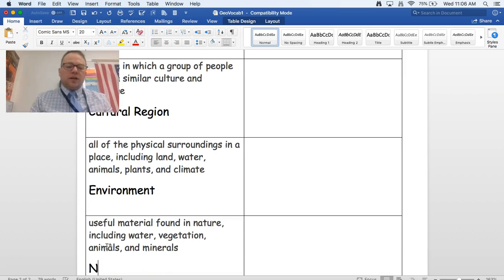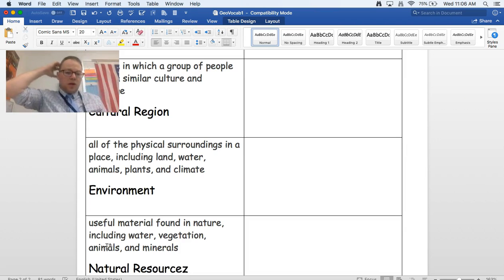All right, let's look at our next one. Next one down here is natural resources. So I'm typing, you should be writing in your vocab foldable. What I would think of right now is, what are some useful materials found in nature? Water, vegetation, animals, minerals. Okay, let's use our Iroquois example. Well, we've talked about longhouses, so what was an available natural resource for them? The woods. They used it to build their houses.